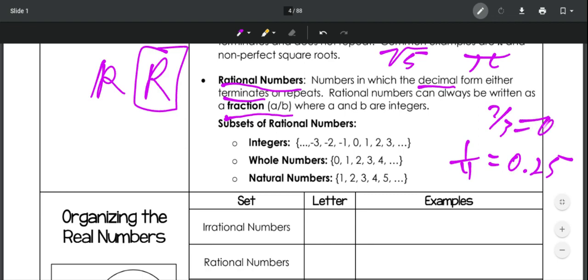2 over 3 is going to be 0.66, and it repeats, or 0.6 and repeats. So repeating numbers also go into rational numbers. Now, inside of rational numbers, we have 3 different subsets.